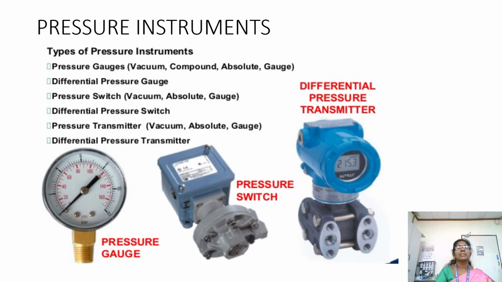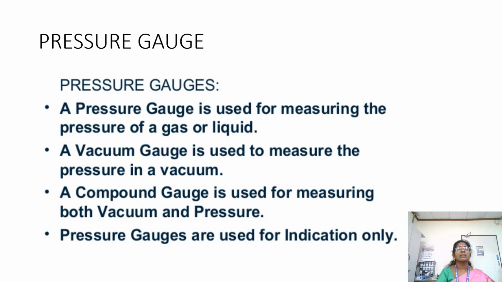These are examples of pressure measuring instruments. Types of pressure measurements: pressure gauge, vacuum gauge, compound gauge, absolute gauge, differential pressure gauge, differential pressure switch, and differential pressure transmitters. A pressure gauge is used for measuring the pressure of a gas or liquid. A vacuum gauge is used to measure pressure in a vacuum. A compound gauge is used for measuring both vacuum and pressure. Pressure gauges are used for indication only.